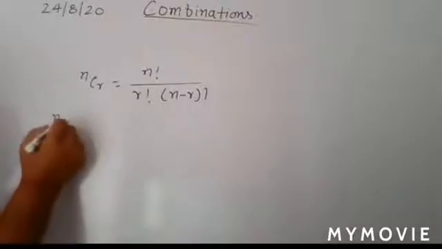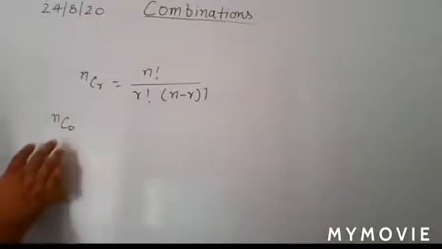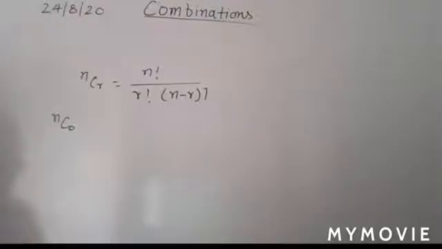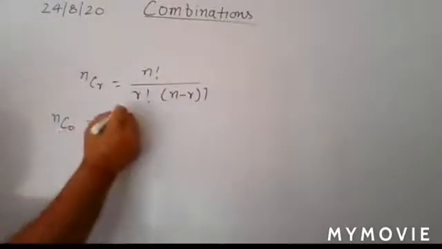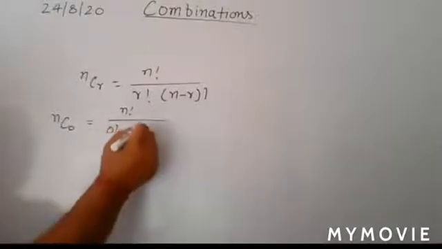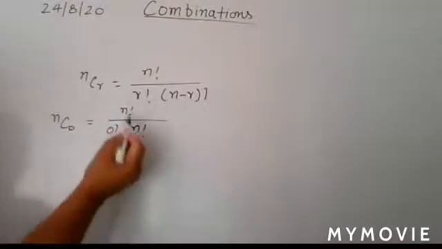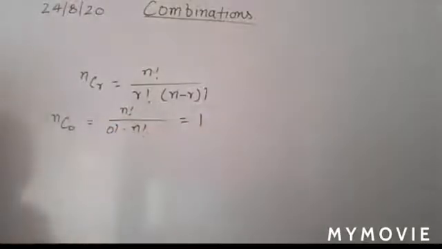In the same way, if you have nC0, what does it mean? The number of selections means nothing is to be selected from the given objects. So how many selections are there? Putting that value in the formula, you have factorial n upon 0 factorial into factorial n. Factorial n cancels out, and you know factorial 0 is 1, so it is equal to 1. It means if you are not selecting any objects, its value is only 1.